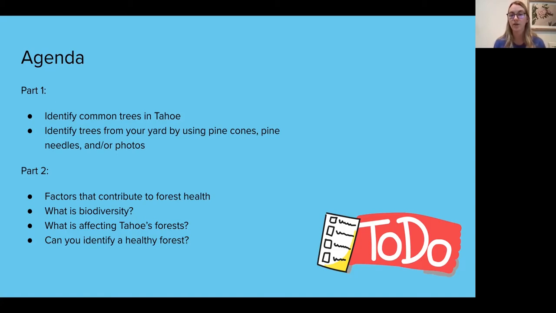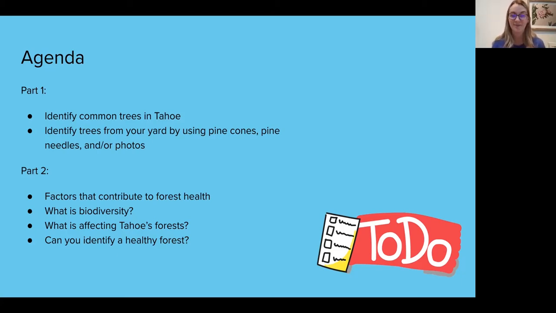If you're in the Tahoe area and you're doing this, I highly recommend that you go outside and grab some pine cones or pine needles, or look at photos of trees that you've seen in Tahoe, or if you are somewhere with a window and a view of some trees, you can look out like I can right here. So if you see me look to the side, I'm looking at trees out my window.